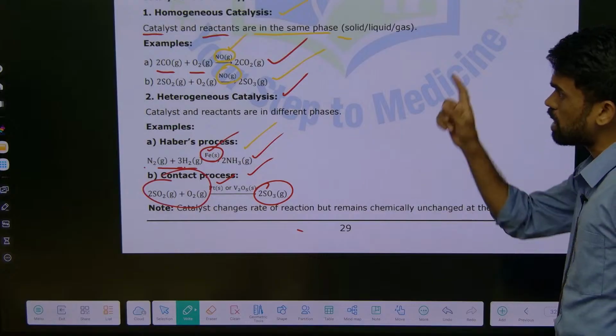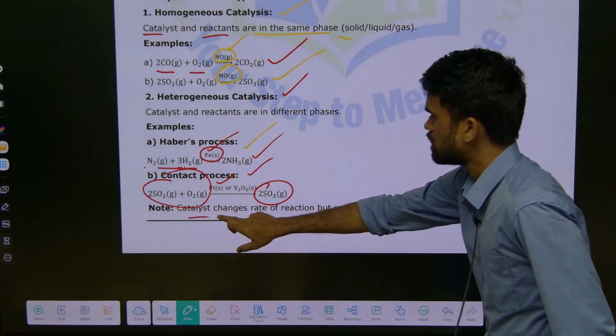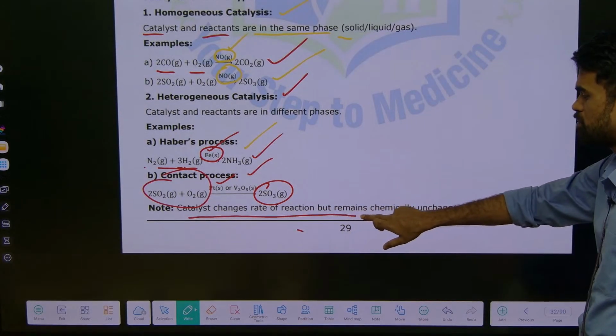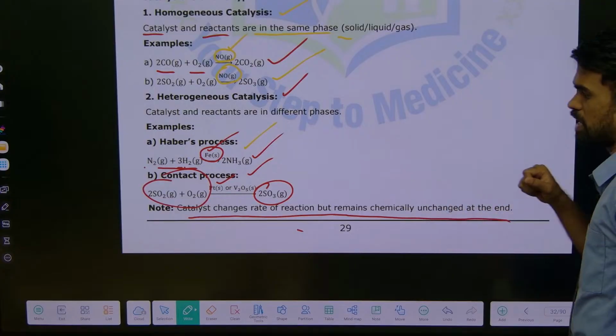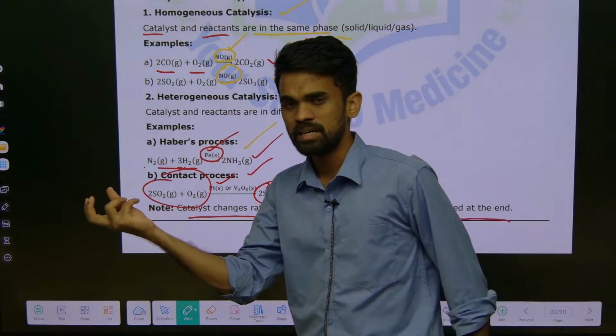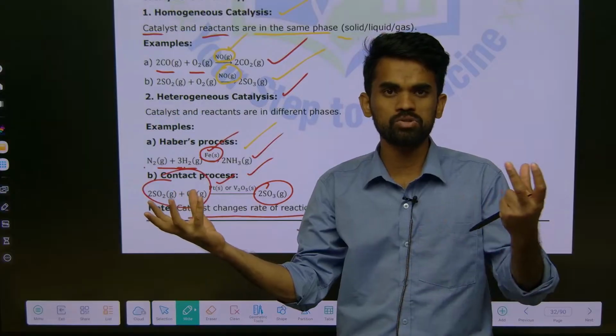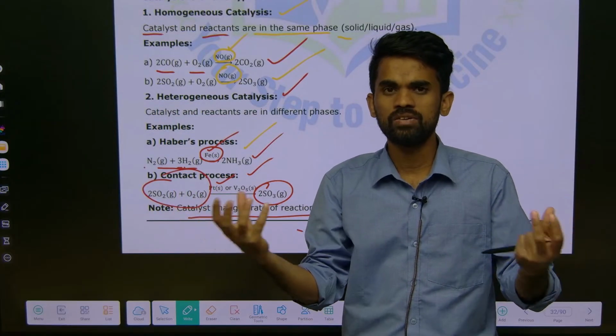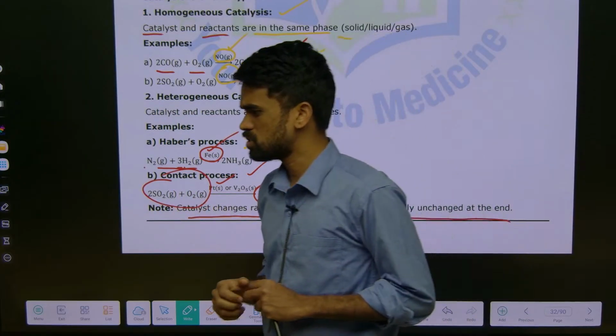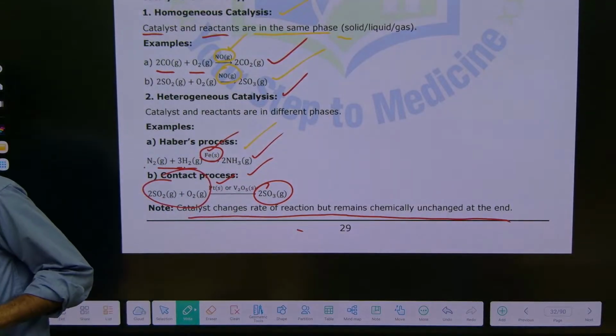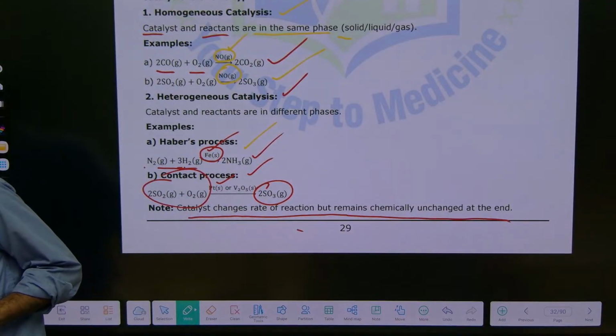Note, what is the note? Already we discussed: a catalyst changes the rate of a reaction but remains chemically unchanged at the end. So whatever you take at the start, the same will be observed at the end of that reaction for the catalyst. There is no change in the composition of the catalyst, it will remain the same.